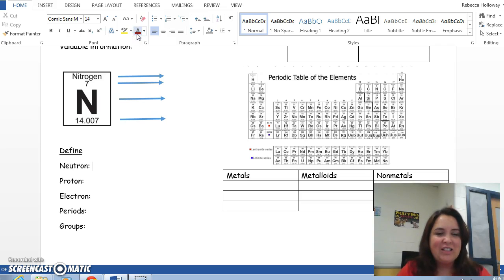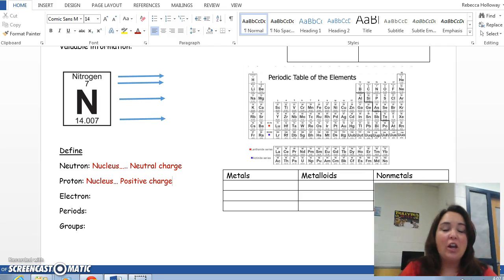We're going to go through, so this is define. We're going to start with nucleus. Of course, the neutron is found in the nucleus, and it has a neutral charge. All right, so they're found in the nucleus, and they have a neutral charge. The proton is also found in the nucleus, but protons have a positive charge. There we go. Typing and talking and looking at the same time is a little bit odd for me.